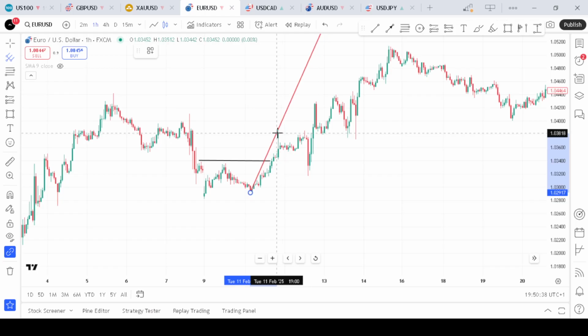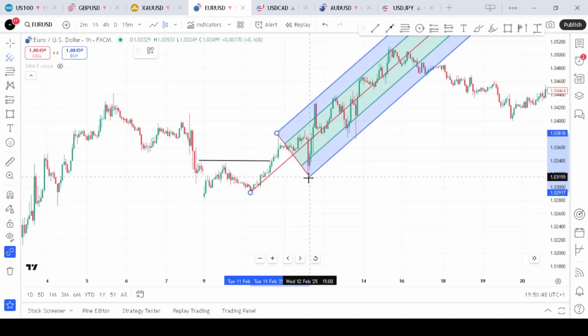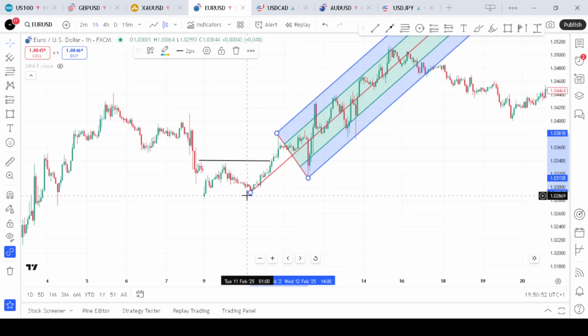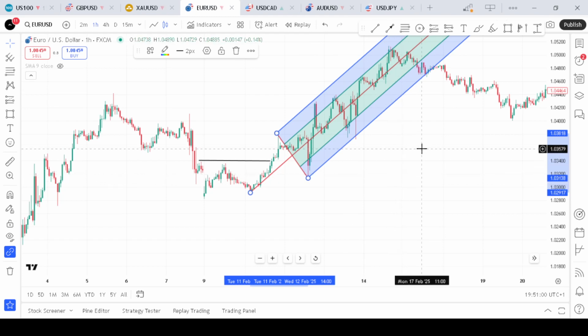Point B and point C are subsequent reactions, highs and lows. So I'll click at my point B, which is my high, then I will draw to my low, which is the retesting point. This is my point C. So you draw it from your starting point, point A, to point B, to point C. This is how you draw your pitchfork on your chart.